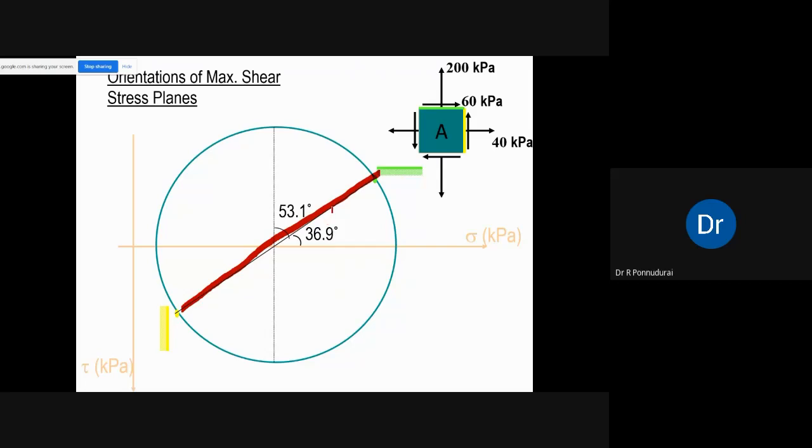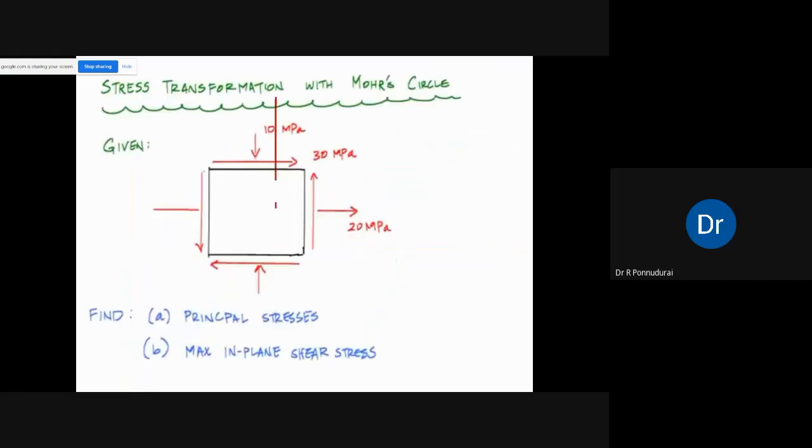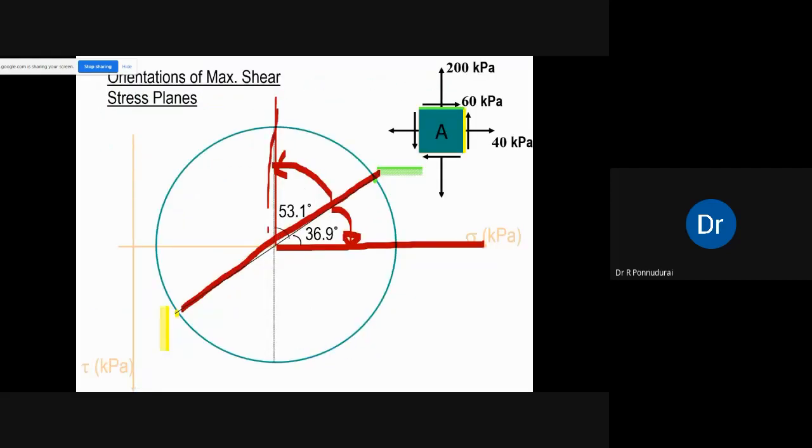So 36.9 is the maximum principal plane. 90 minus 36.9 will give the maximum shear stress plane. So this is the shear plane, and this is the principal plane. So the orientation of the maximum shear stress plane will be 53.1 degree. So the maximum and minimum values you can measure from these.